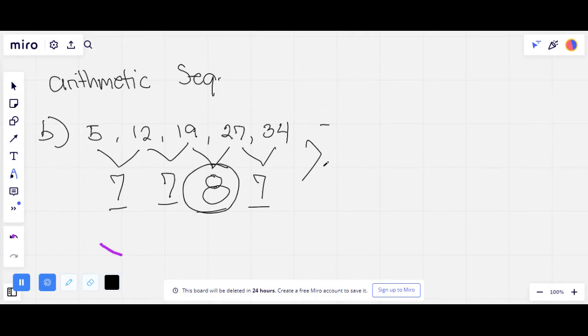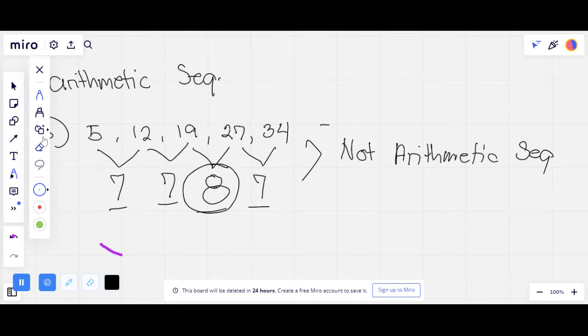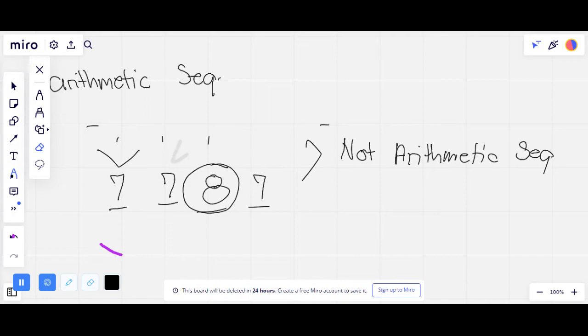So it means they do not have a common difference, so this is not an arithmetic sequence. If they have different differences, it means they have no common difference, so that is not arithmetic. Okay, so let's do another example.